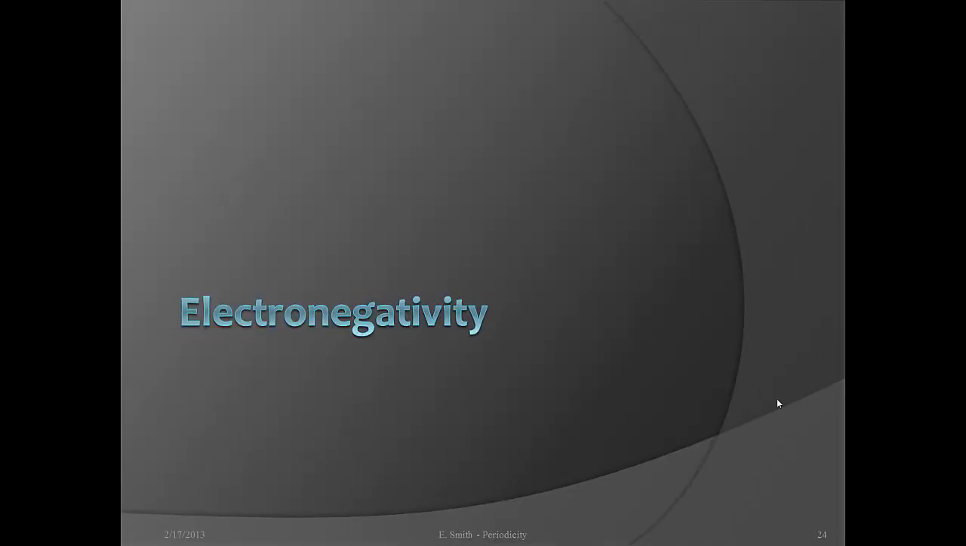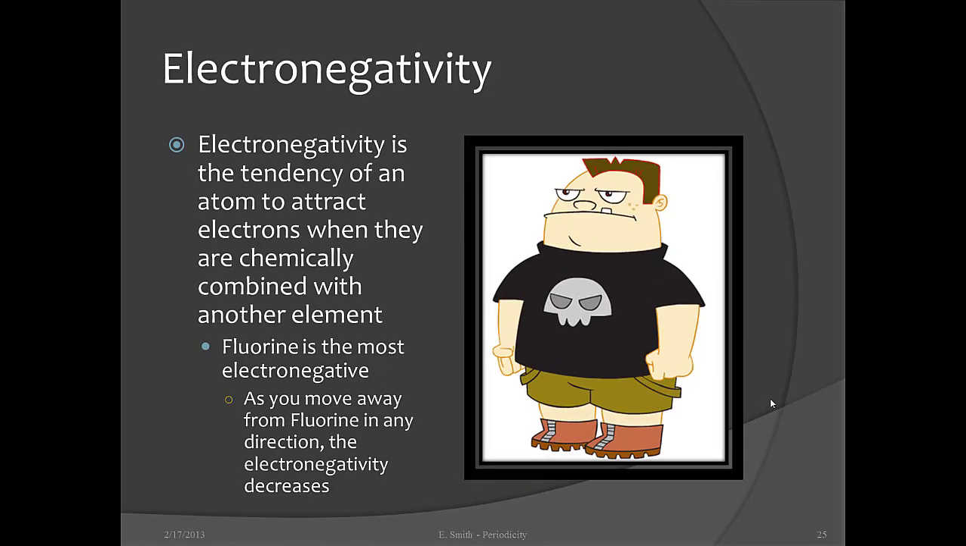And this leads me to the last one, which is electronegativity. Now, electronegativity is kind of a weird one. It's similar to electron affinity, but slightly different. So this is the tendency of an atom to attract electrons when they are chemically combined with another element. Now, there is one element that is the most electronegative, and that's fluorine. I consider it to be the bully on the periodic table. That's why I have Buford there on the right-hand side from Phineas and Ferb.